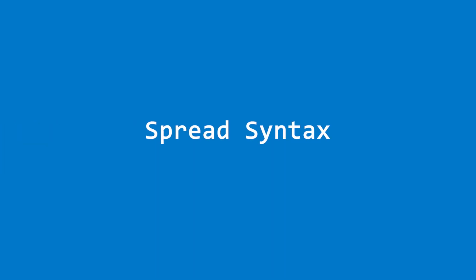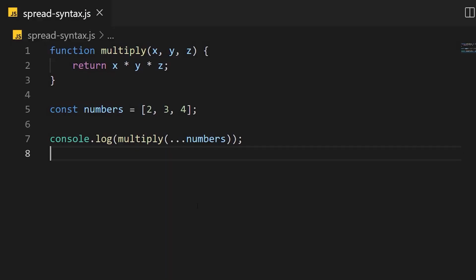Next is the spread syntax. In essence, it's 3 periods followed by an object or array. You can use this expression wherever an arbitrary number of arguments or elements are expected. Let's use this multiplication example. The function expects 3 arguments, but we can also give it an array of 3 numbers. We can still call the function with a spread operator and see the correct result.